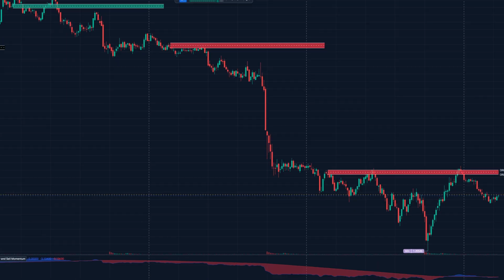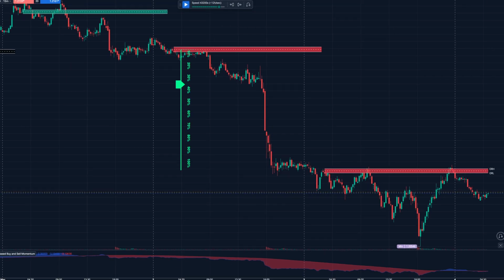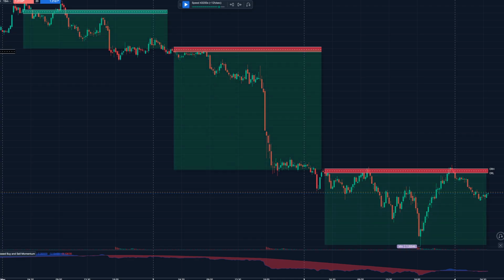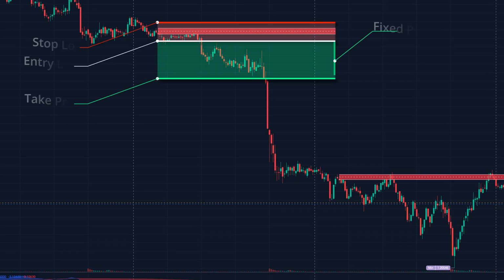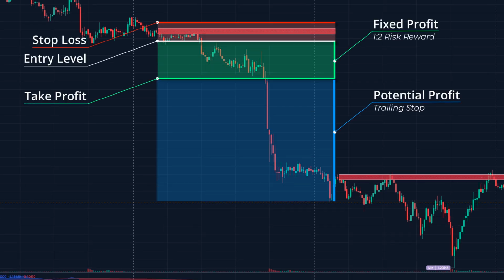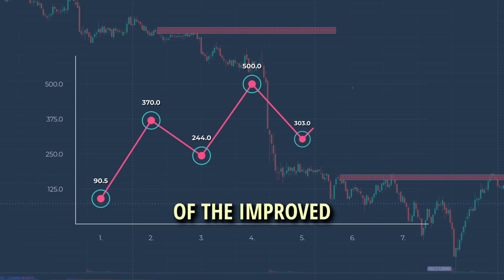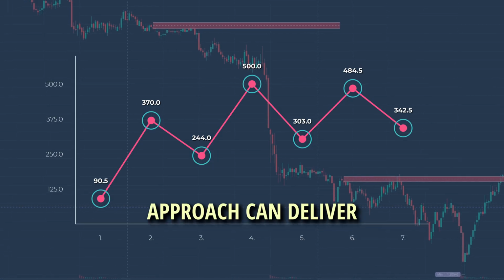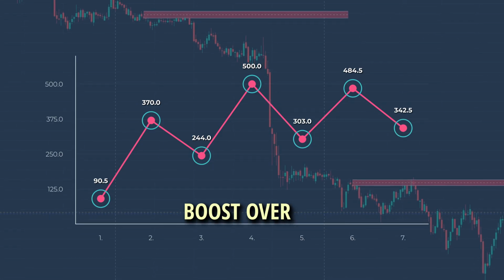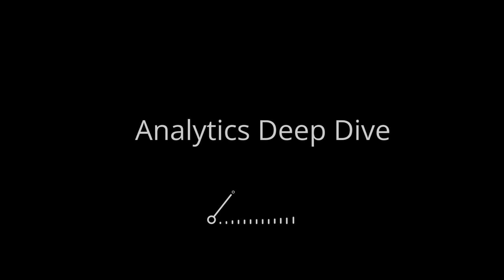For future use of this strategy, it may be worth experimenting with a slightly higher profit target, as many missed winning trades could have increased overall profits. However, this would need thorough testing to determine if the added risk is justified compared to the tested 1-to-2 risk-reward ratio. Another option worth exploring is applying a trailing stop after reaching the 1-to-2 target. The key is to maintain disciplined risk management to keep drawdowns in check while taking advantage of the improved profit factor, which shows that this approach can deliver stronger results and substantially boost overall profitability.